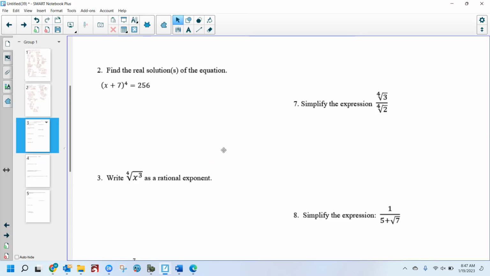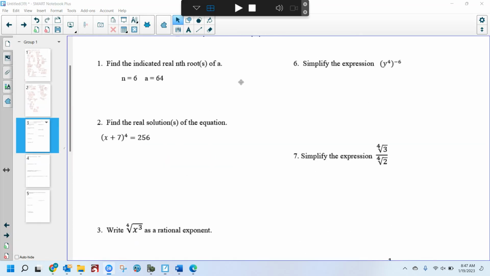So if there's something that I do on my calculator that I don't do work for, will I still get full credit? Can you give me an example? I think it's one of the graphing things. Or like the 6th root of 64. We could do that in our calculators and not have to. Number one. Yeah. Okay.